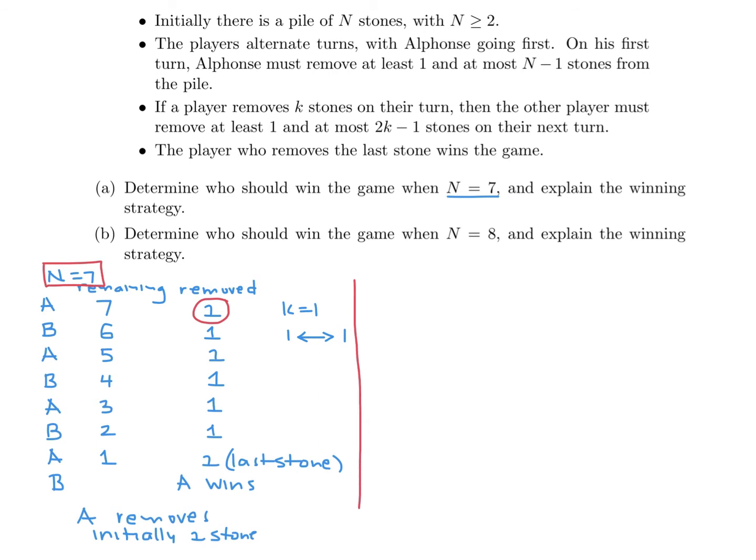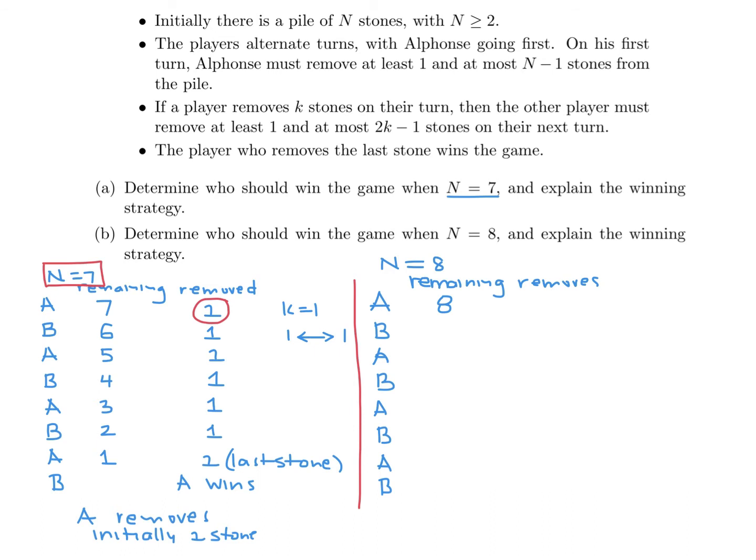Okay. Now we're going to determine who should win the game when n equals 8. Hopefully this behaves in the same way, but something tells me because it's part B, it's a little bit more challenging. All right, n equals 8. Same story. I think Alphonse is going first again. So A, B, A, B, A, B, and so on. Okay, so we have remaining and removes. It starts off with 8, so we have 8 remaining when the game first starts.